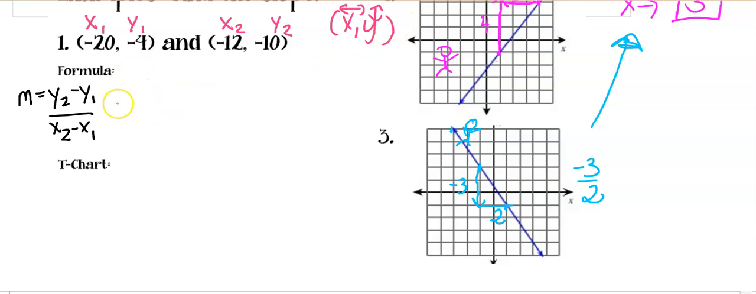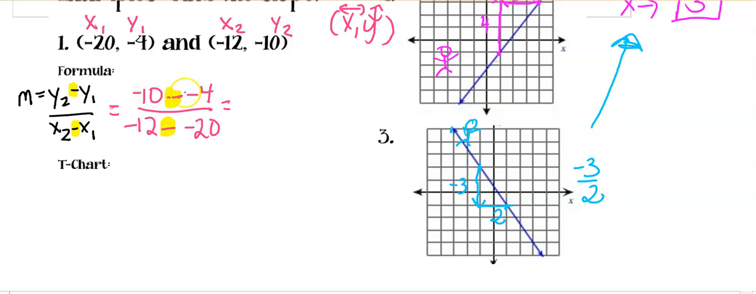So I'm going to start plugging it in. I'm going to come down here and I'm going to say Y of 2, which is negative 10, minus. Now, where did this minus come from? This minus came from the formula. Do y'all see that? I didn't look at anything else. I just looked at that. Now I need to plug in my Y of 1, which is negative 4. You might see that's where a lot of mistakes come in. Then it wants us to plug in X of 2, which is negative 12, minus, where did that minus come from? That minus came from the formula, okay? X of 1, which is negative 20. So that's a lot of negatives to deal with there. And I just think it becomes a little overwhelming sometimes.